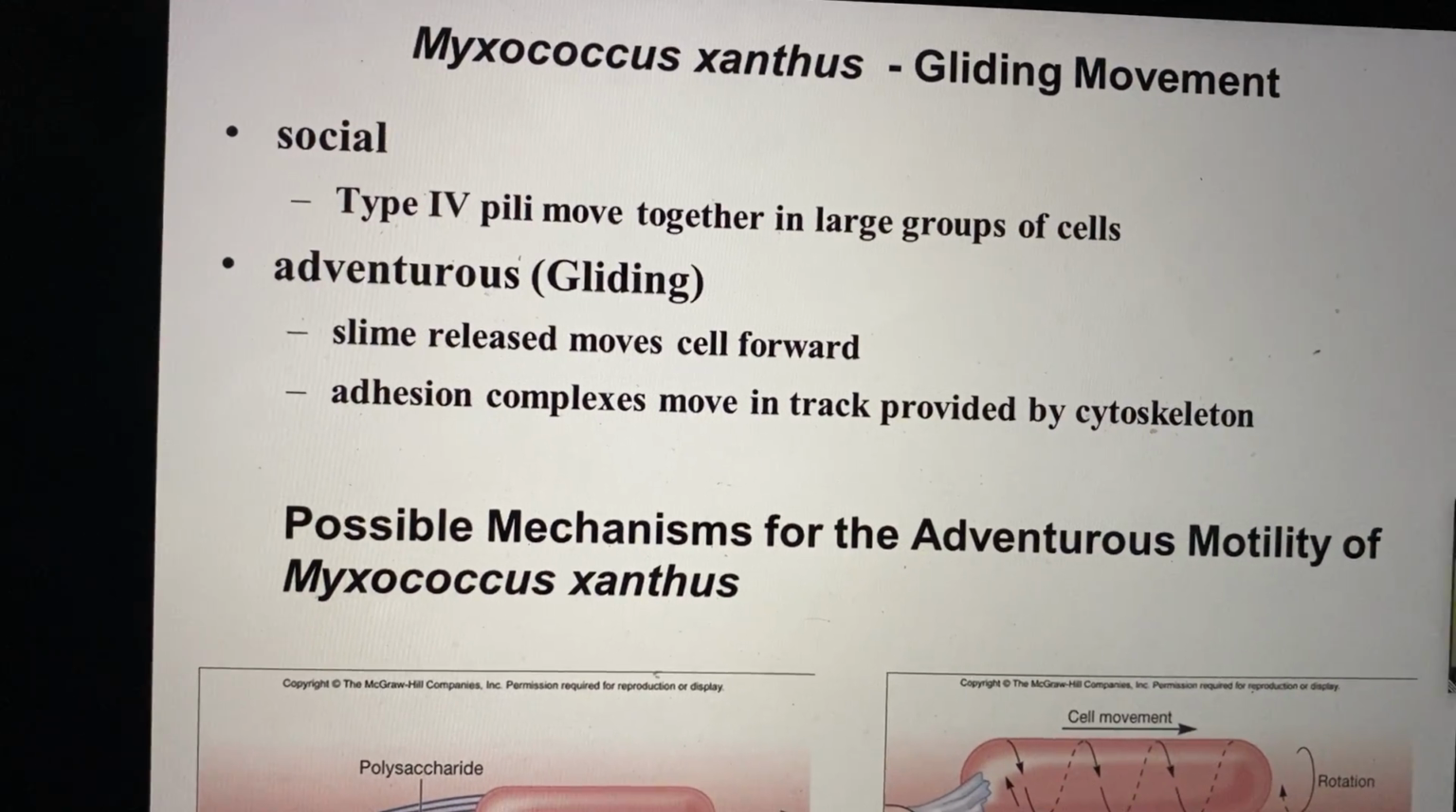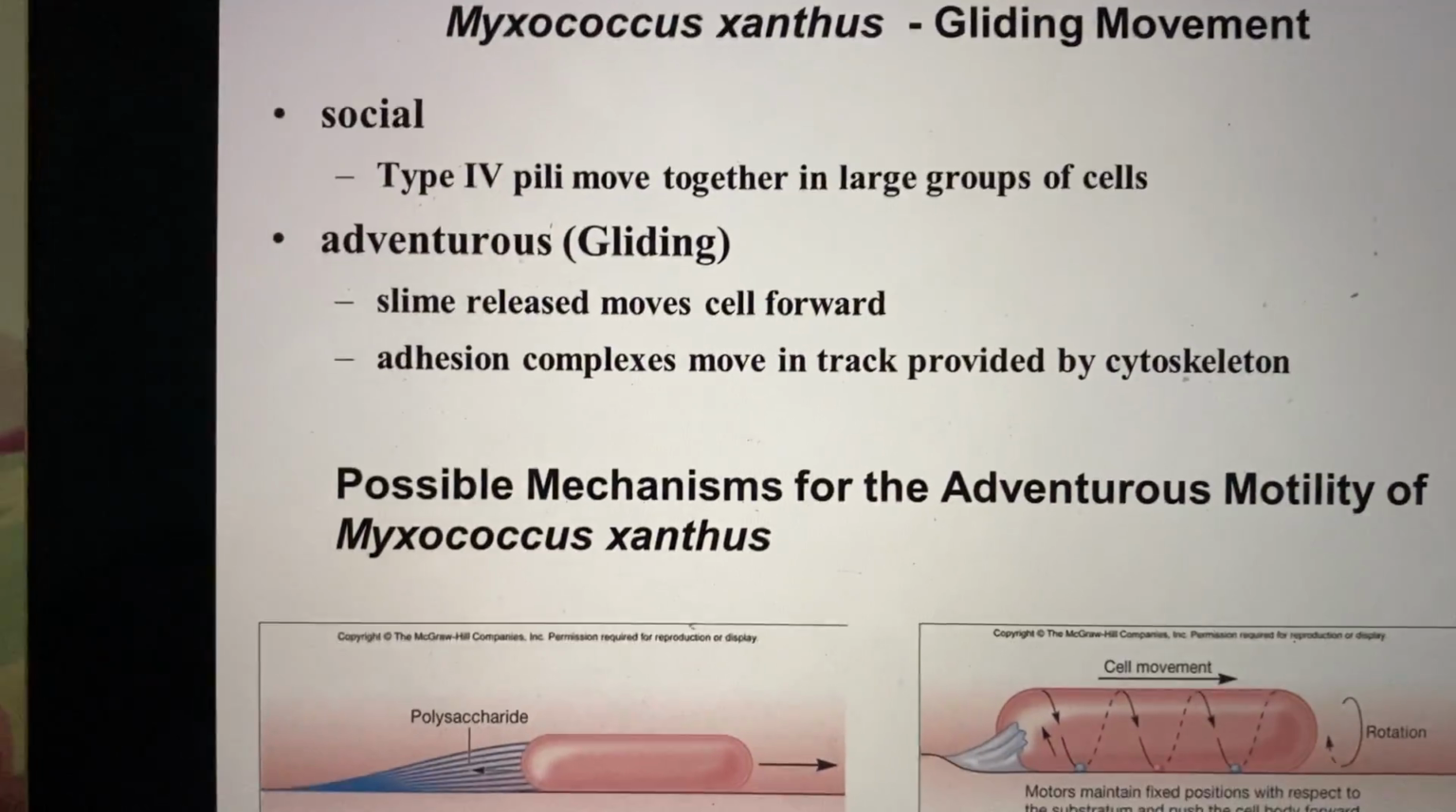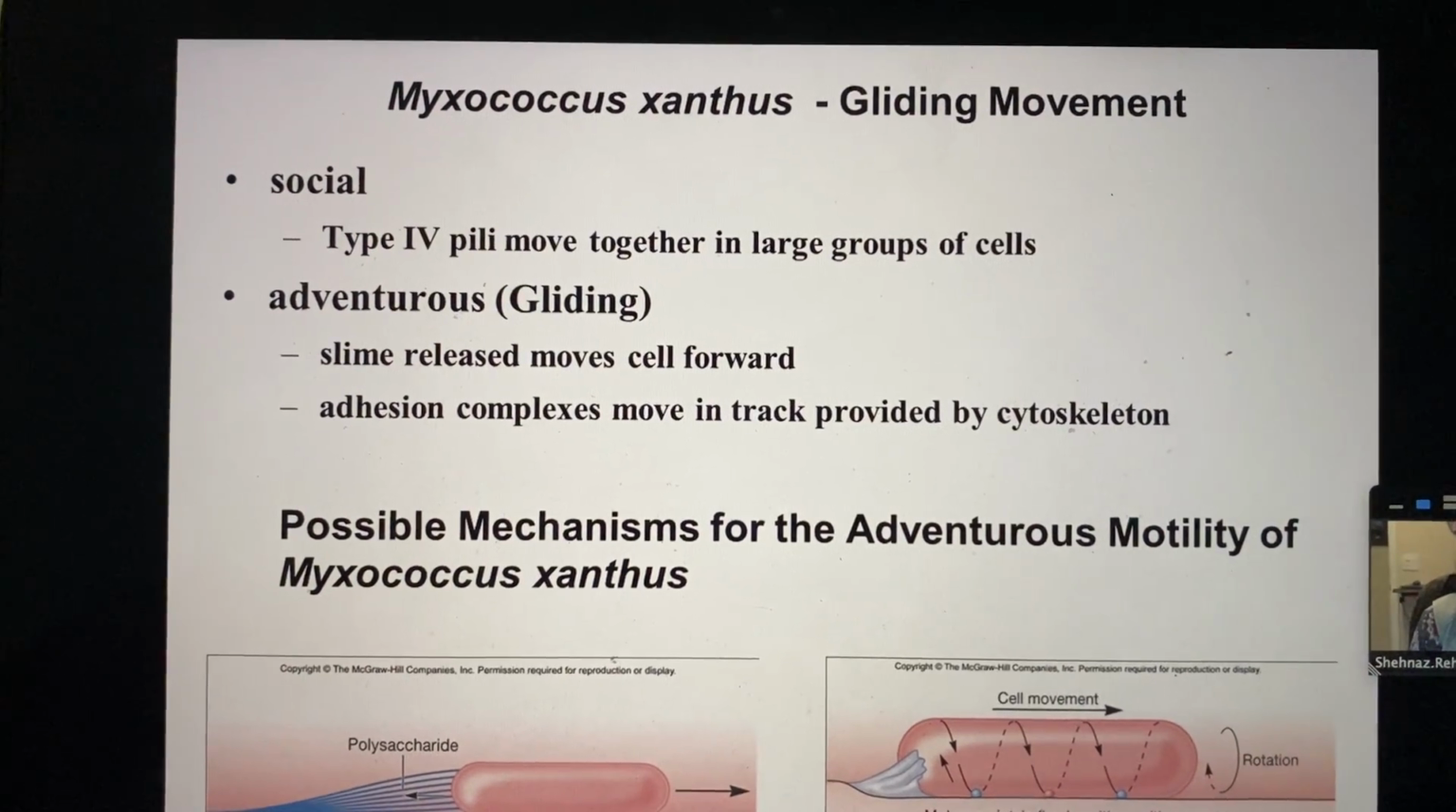So this microbe is very fascinating for us to be able to show two types of gliding motilities, social as well as the adventurous one.